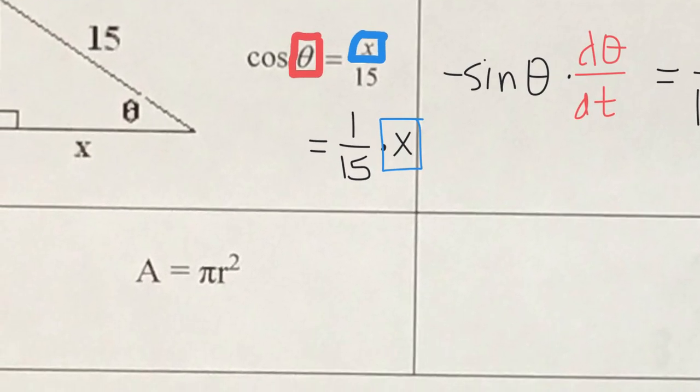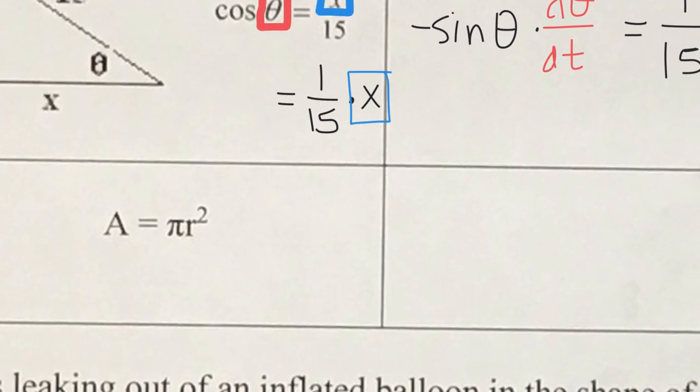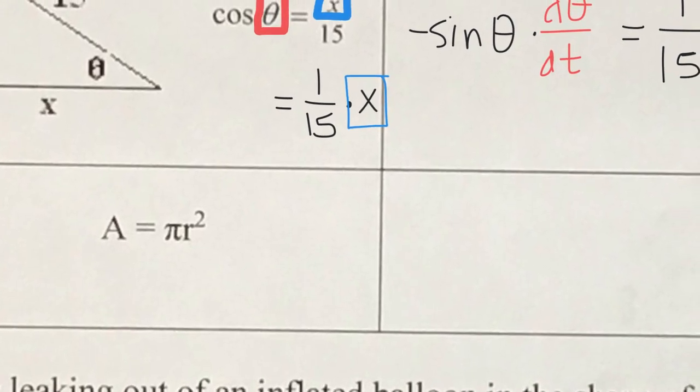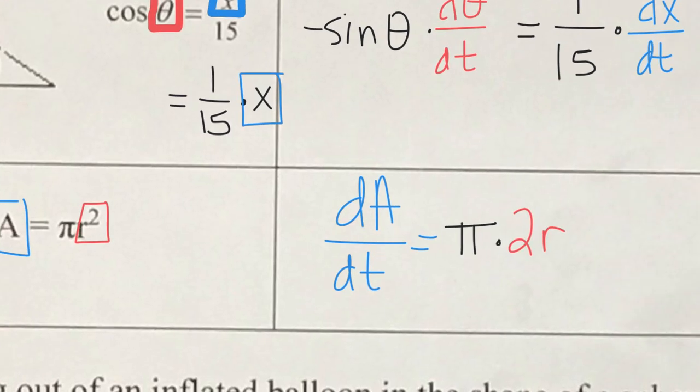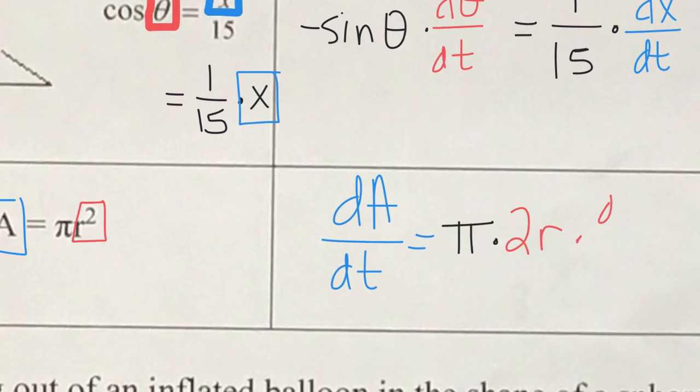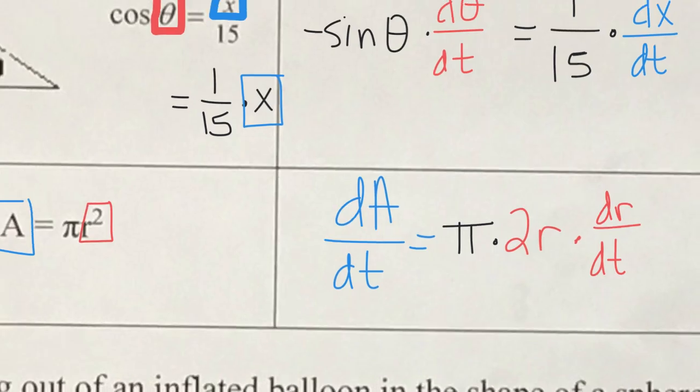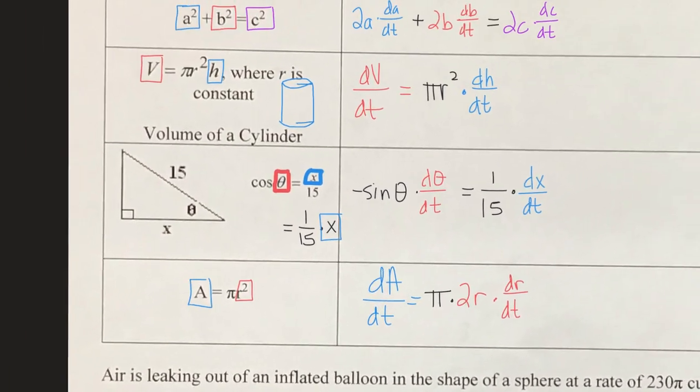And lastly, we have the area of a circle. We'll take the derivative of area, which is dA/dt, d capital A. Pi is your constant, times the derivative of r squared, which is 2r times dr/dt. So 2 pi r dr/dt.